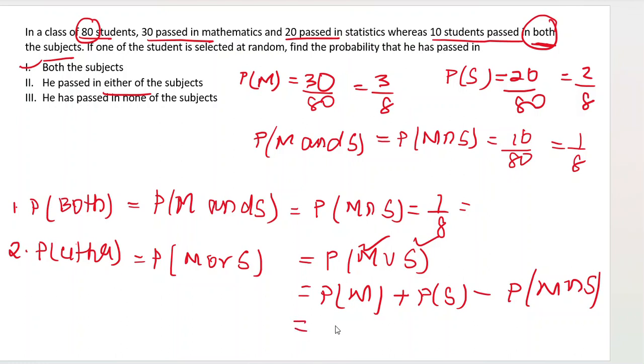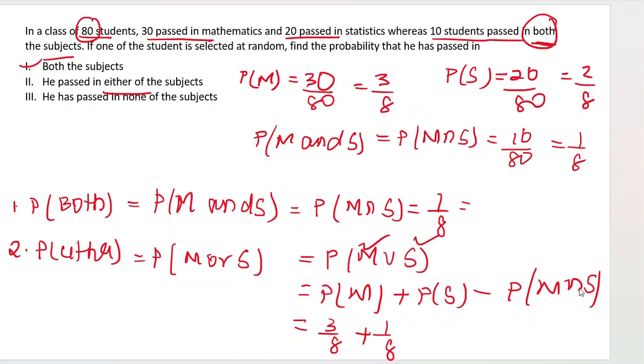P of M we found as 3 by 8. P of S we found as 1 by 8. P of M intersection S we found as 2 by 8, 1 by 8. So we get 3 plus 2 minus 1 upon 8. We get the answer as 4 upon 8.